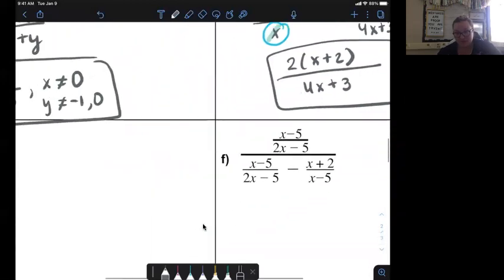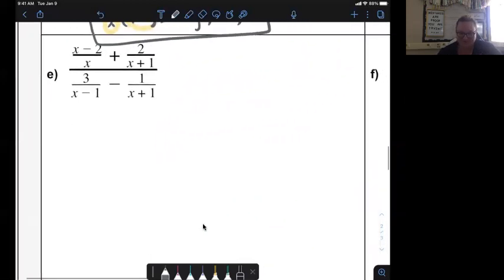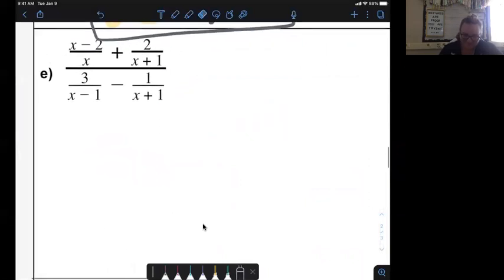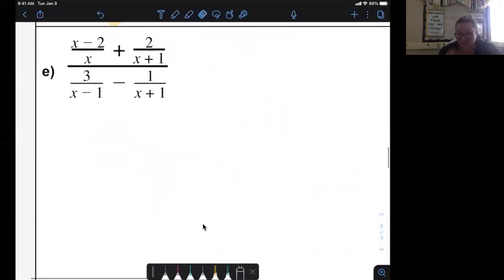All right, let's do an even more complicated complex fraction. Now they're starting to get fun. So in part E, we have (x minus 2 over x plus 2) over (x plus 1). And all of that is being divided by 3 over (x minus 1) minus 1 over (x plus 1). There's a lot of division, a lot of fractions in this thing.